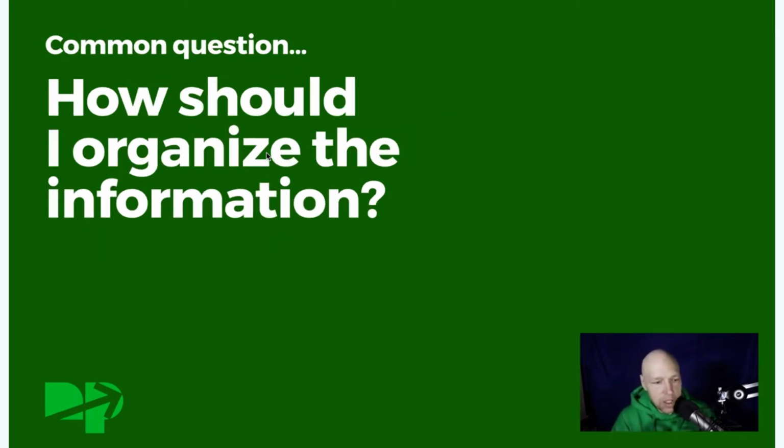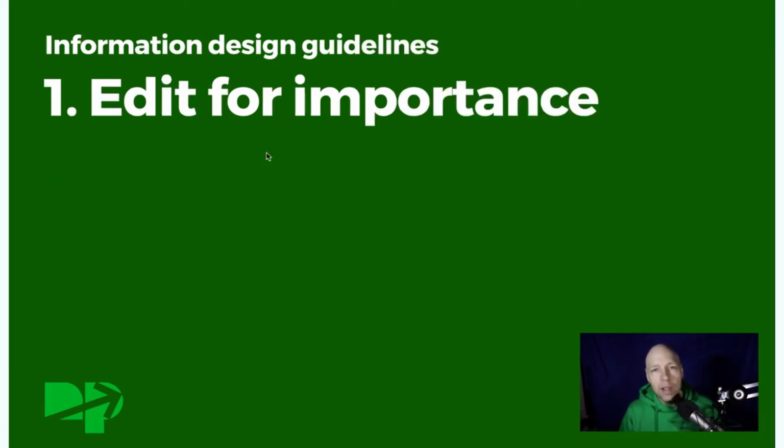Another common question is, how should I organize the information? And this is obviously contextual, but there are some considerations that go beyond just what type of information it is. Is it like a menu listing? Is it a treaty? Is it a data display? Let's move beyond that and let's talk about importance.